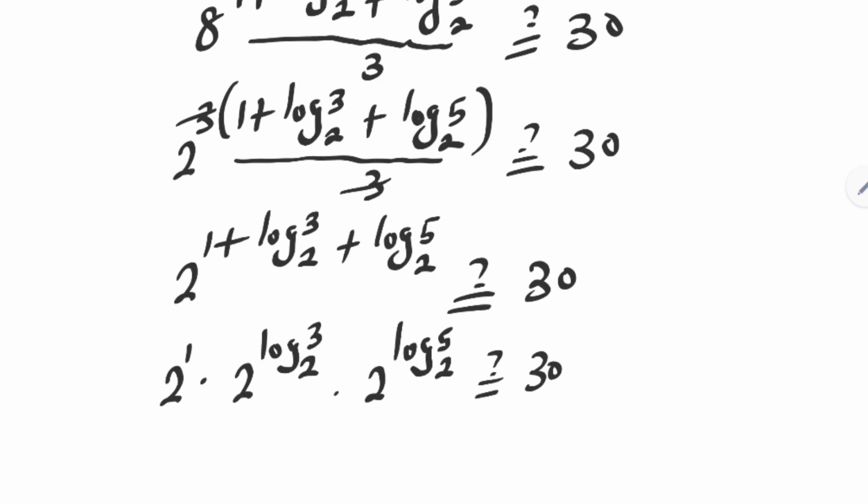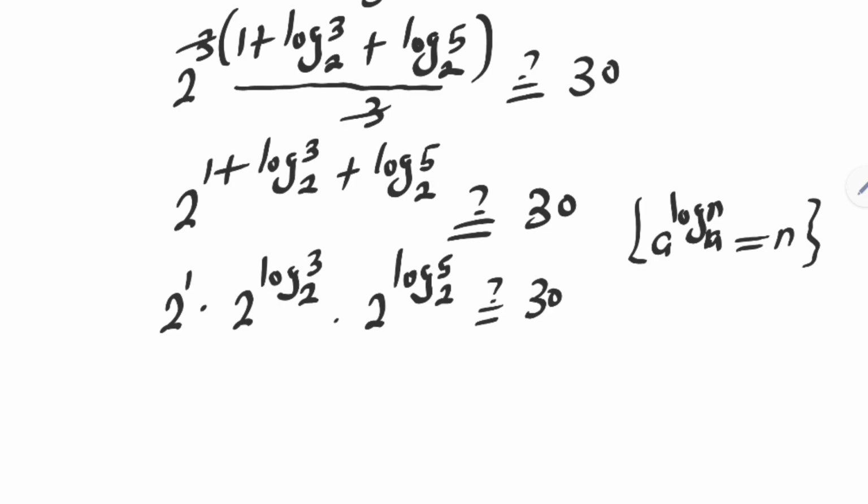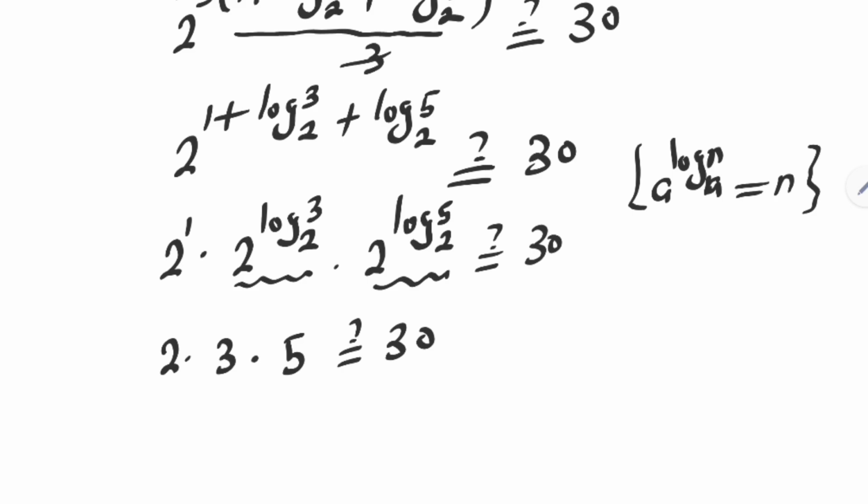If you have a raised to power log n base a, this is equal to n. So the 2 raised to power 1 is 2 multiplied by the whole of this is 3 multiplied by the whole of this is 5 must be equal to 30. 2 times 3 is 6, 6 times 5, this is 30, is equal to 30, which is true.